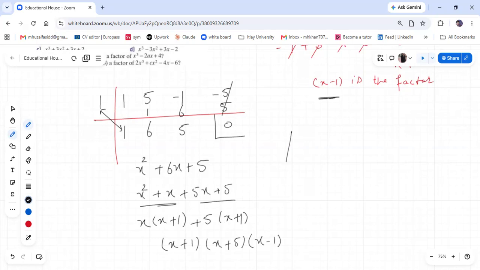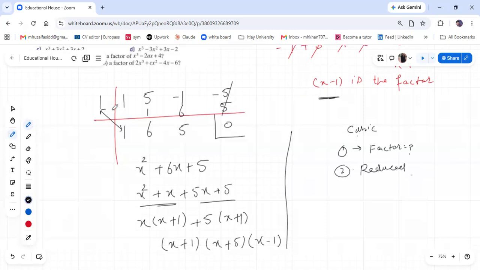So basically, if I'm making the summary in graphical format, here we have the cubic equation. First, we are finding the factor, our first step. Then we reduce it from cubic to quadratic equations.